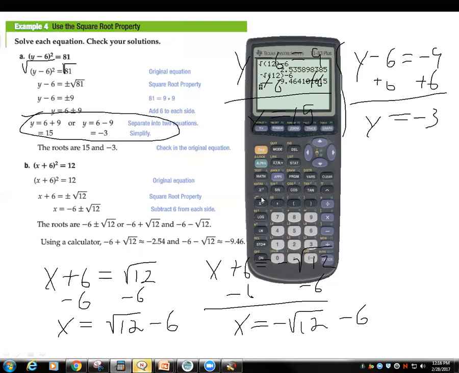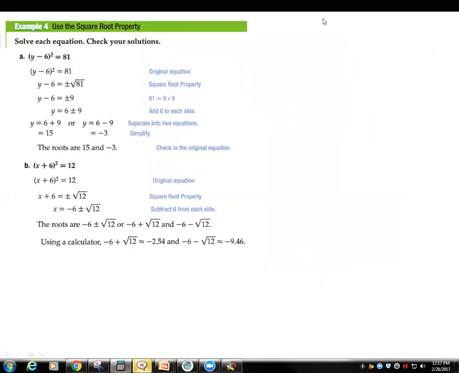The other thing you could do is figure out what the decimal is for square root 12 first. It's 3.46 if you round to 2 decimal places. And then use that, like do negative 6 plus 3.46 and negative 6 minus 3.46. Okay, that might be a little bit easier for you.